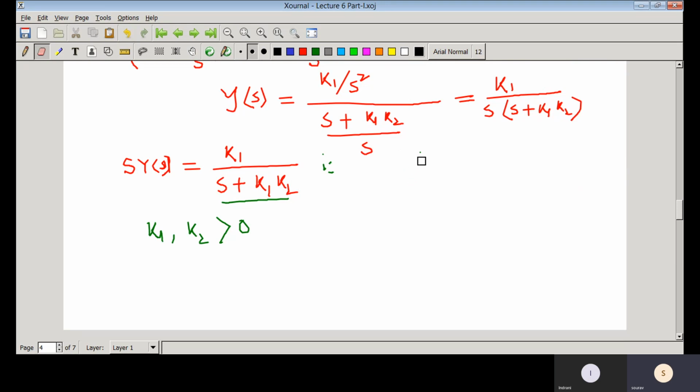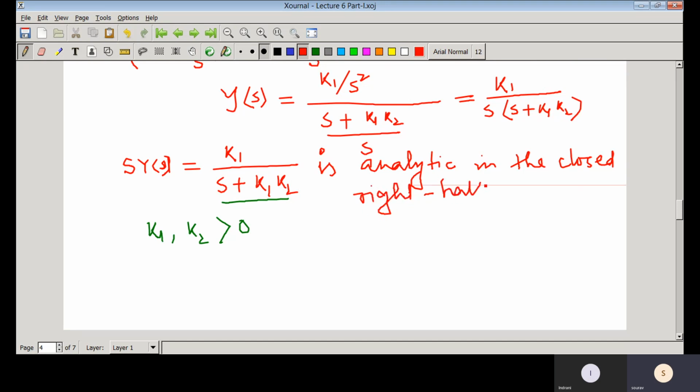This one is analytic on the imaginary axis as well as on the right half of the s plane. It is analytic in the closed right half of the s plane, and closed means it also includes the imaginary axis. So that means we can apply the final value theorem.